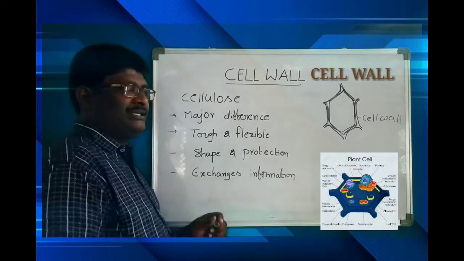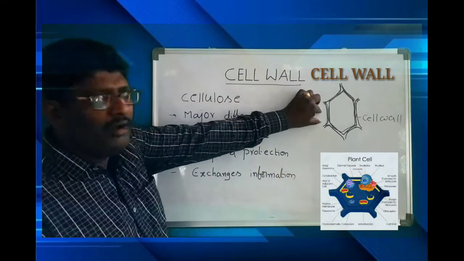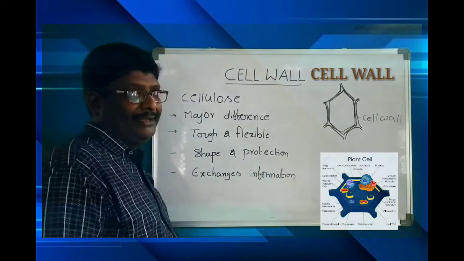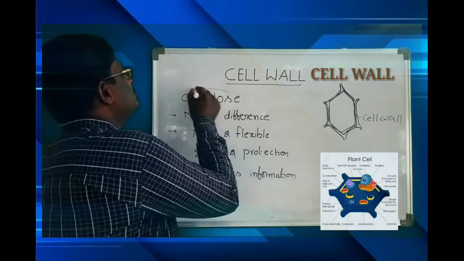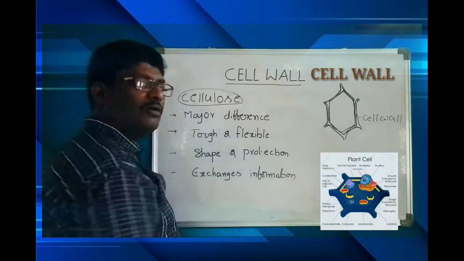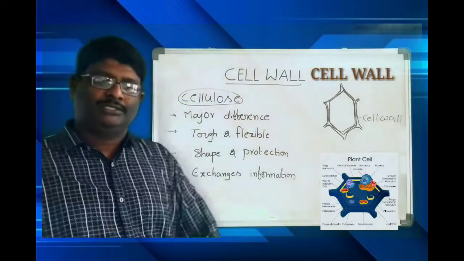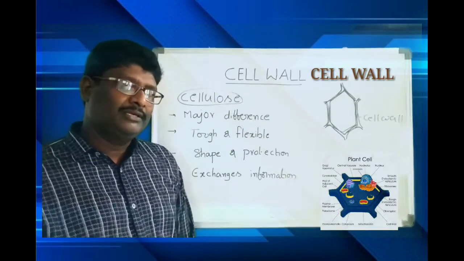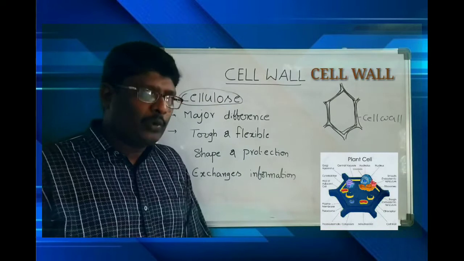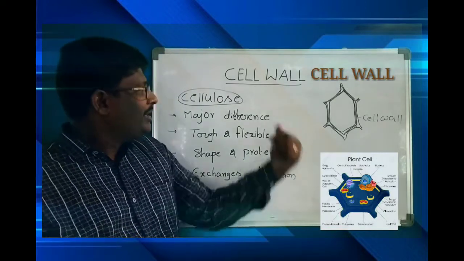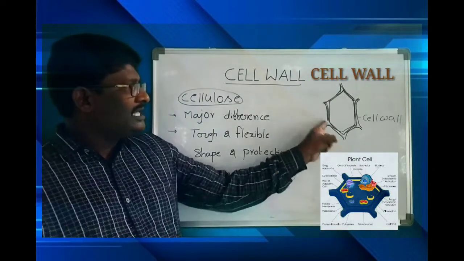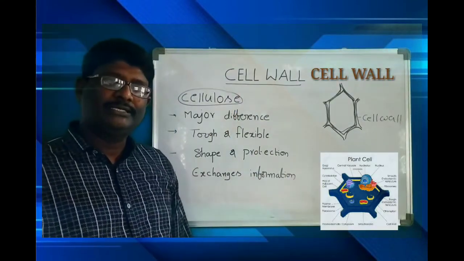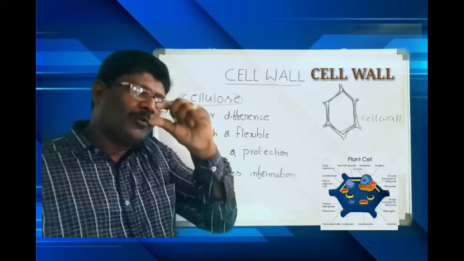Okay, right. Actually, the cell wall is made up of a carbohydrate called cellulose. What is that? Cellulose. The plasma membrane is made up of lipids and proteins, as well as here the cell wall is made up of cellulose. It is a carbohydrate.